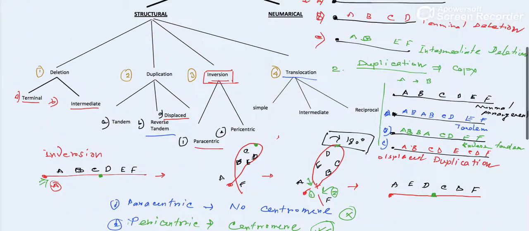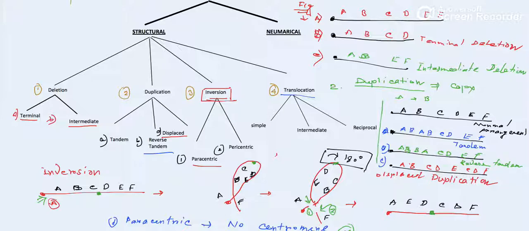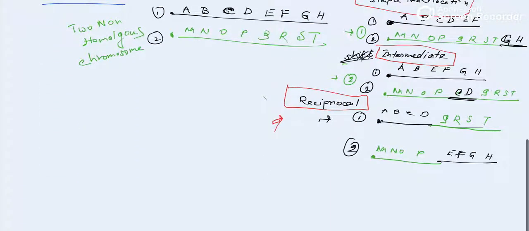So in this discussion, we can say easily that structural chromosomal mutations are of four types: deletion, duplication, inversion, and translocation. Deletion is of two types: terminal and intermediate. Duplication is of three types: tandem duplication, reverse tandem duplication, and displaced duplication. Inversion is of two types: paracentric inversion and pericentric inversion. And lastly, the major important part of structural mutation is translocation, that is simple, shift, and reciprocal translocation.